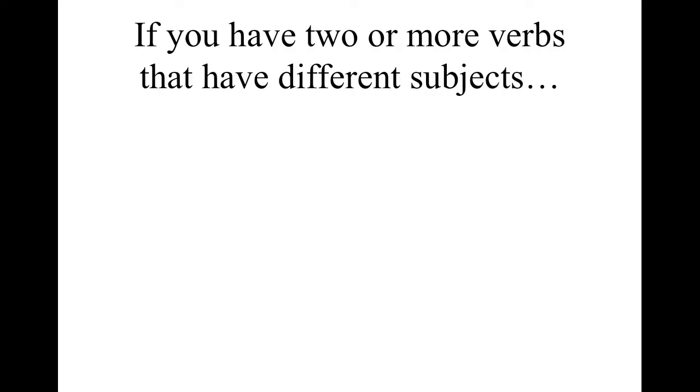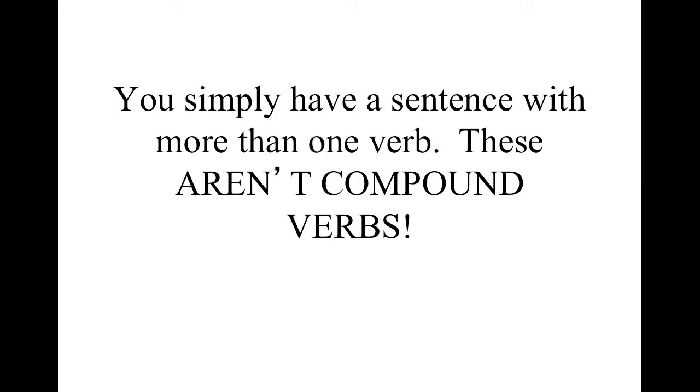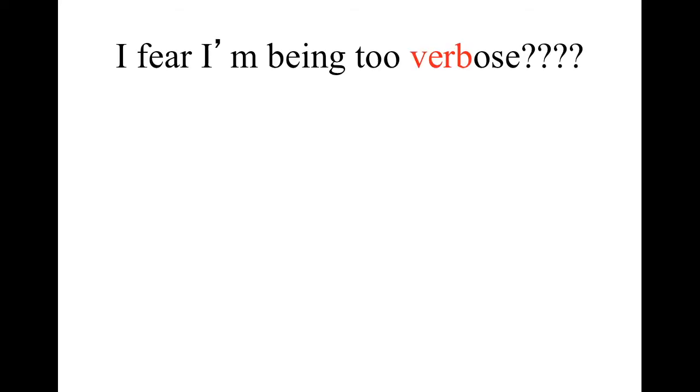All right, if you have two or more verbs of different subjects, you simply have a sentence with more than one verb. It's not compound. So it might actually be two sentences joined by a conjunction, called a compound sentence, each with its own subject and verb.